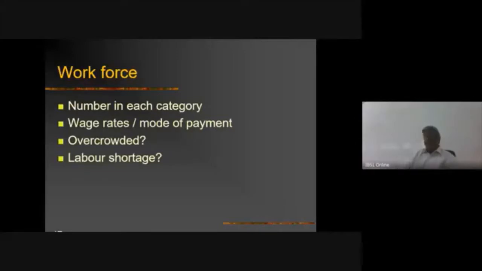Ultimately, what happened? The number of workers became more than the number of birds there. Ultimately, the farm was closed. So, however kind-hearted you are, there should be a proper way to employ people. Whoever came and asked for work, he put them in the farm. That's what happened. So, overcrowding. You must see whether there is overcrowding, that means more people working than the required number. Similarly, labor shortage. Yes, like in our garment factories, whether there is a labor shortage. In some places, labor shortage is a crucial problem. So you must find out that one also.